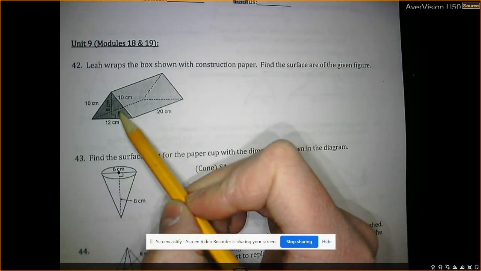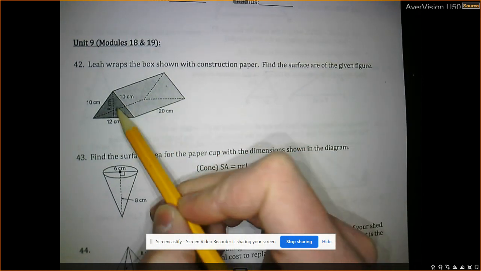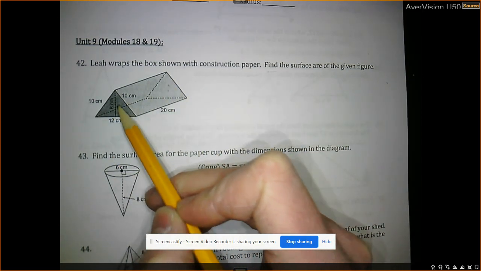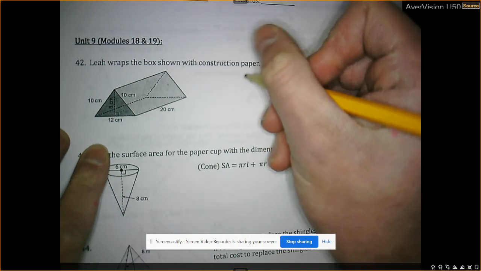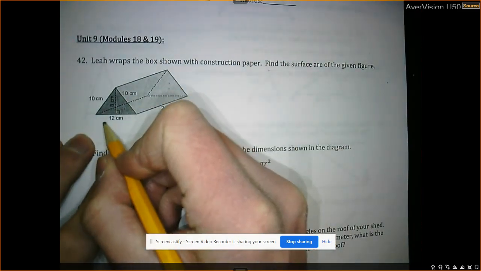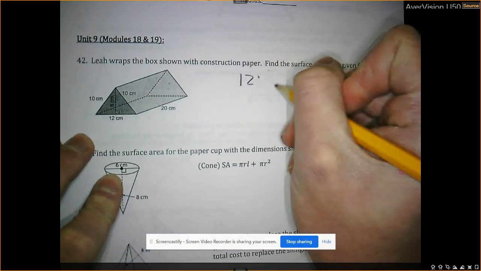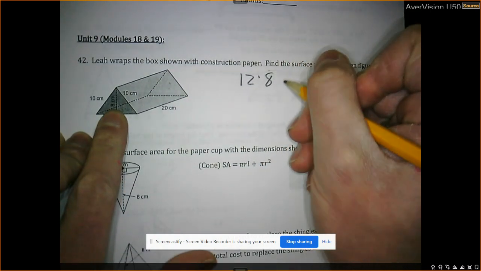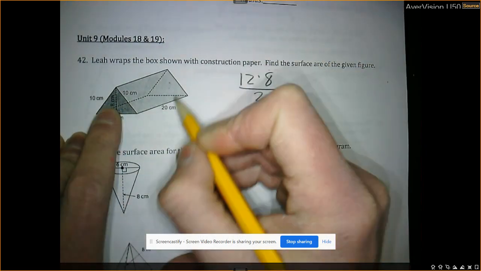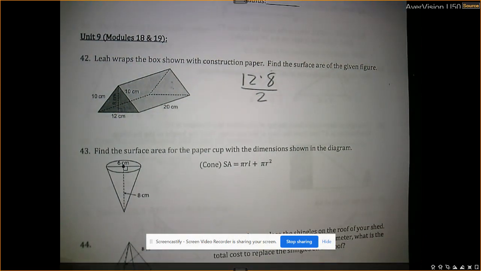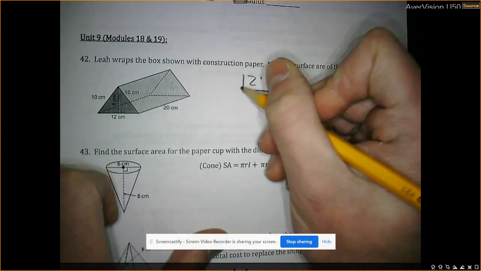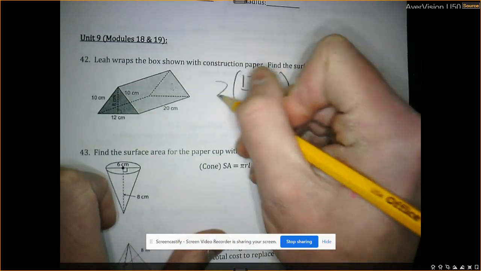Okay, so we could start with the 2 triangular faces. It has a base of 12, a height of 8. And base times height divided by 2 is the area of a triangle. So I'm going to do 12, that's base, times height of 8, divided by 2, that's my area of a triangle. But how many of those triangular faces do you have? One. Triangular faces? Oh, two. Just the 2. Yep. So we got 2 of those.